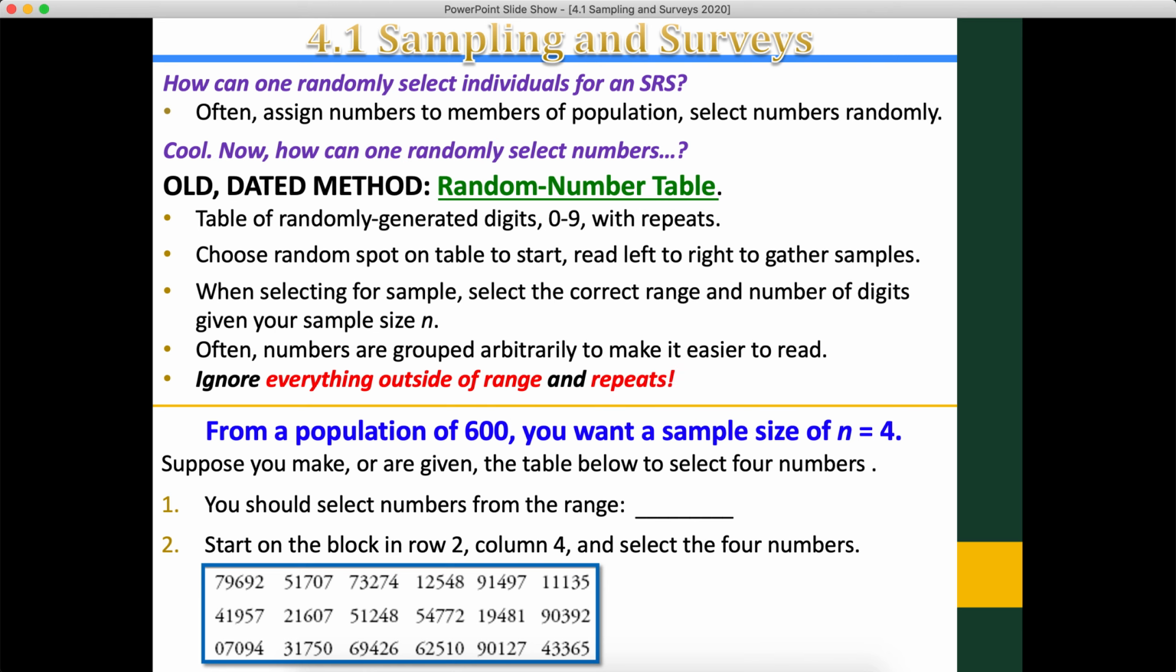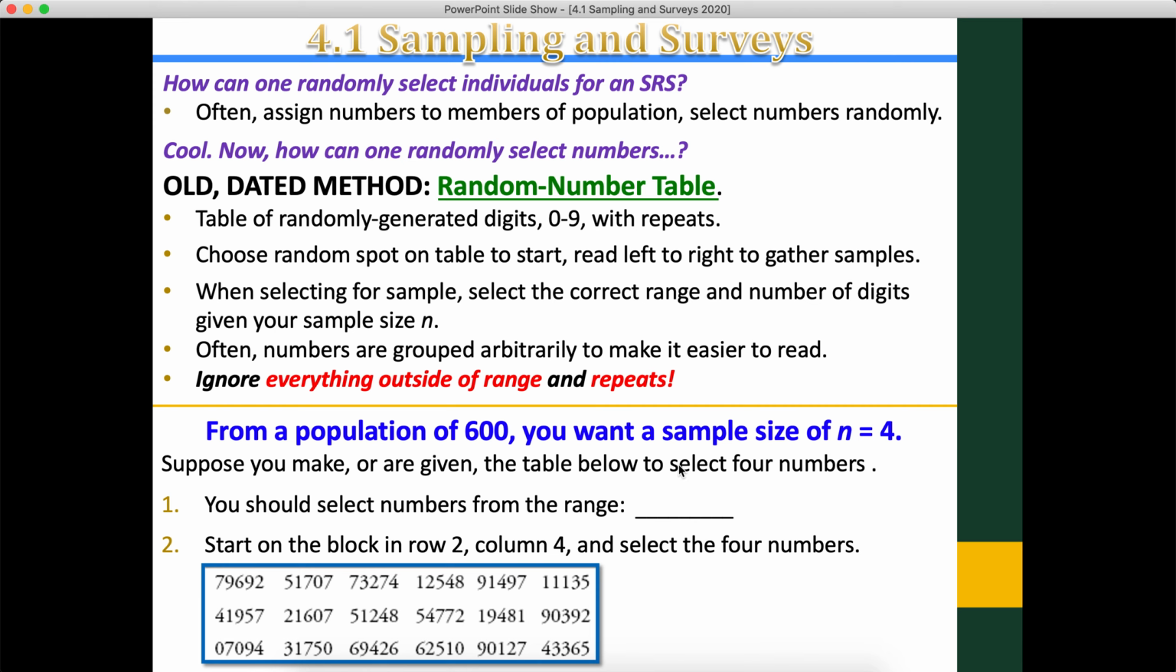So let's try this in a different context now. From a population of 600, I want a sample size of n equals 4. So suppose I went through the process of taking all my individuals and assigning them a number, 1 through 600, fine. And I want to grab 4 of them at random in a way that satisfies the criteria of an SRS.